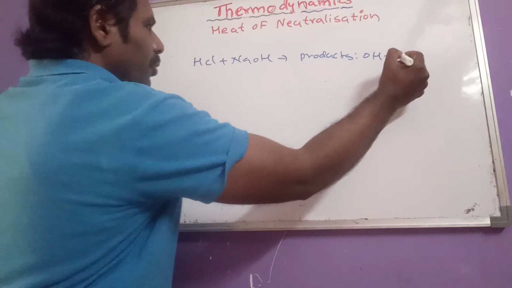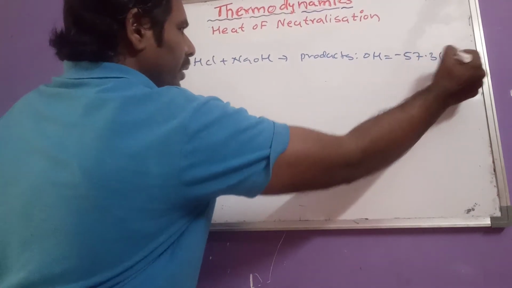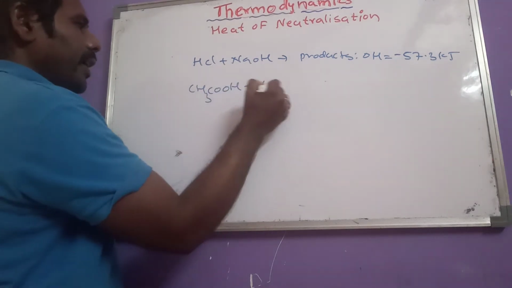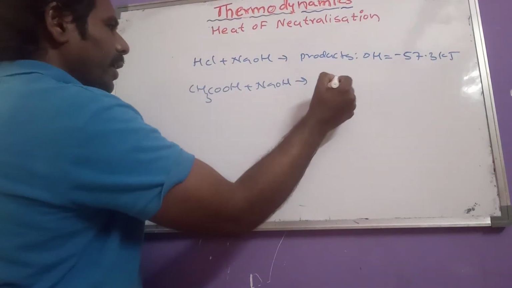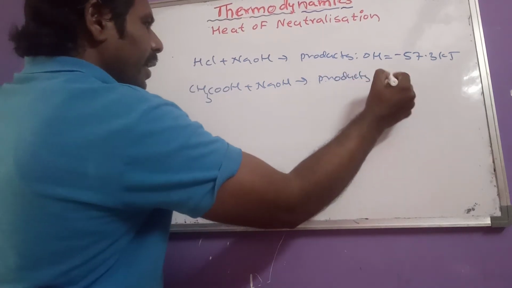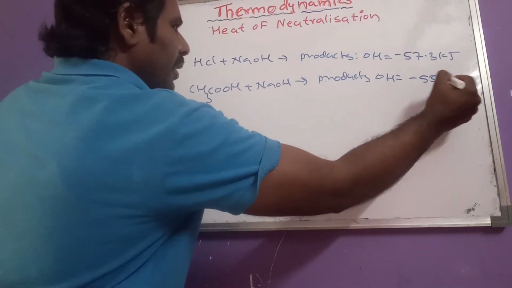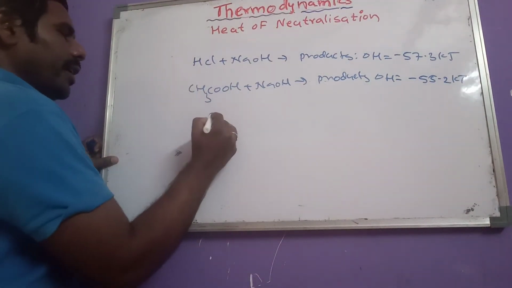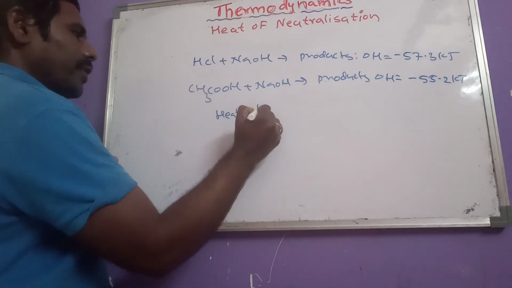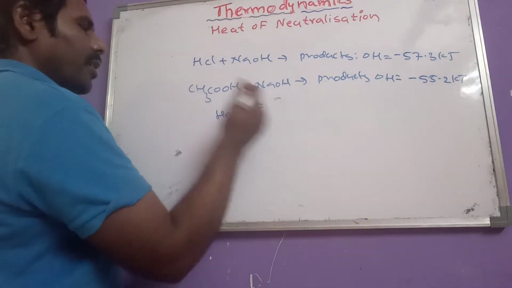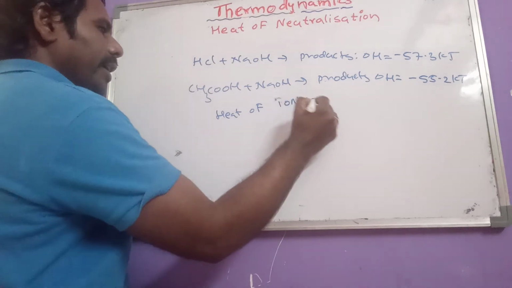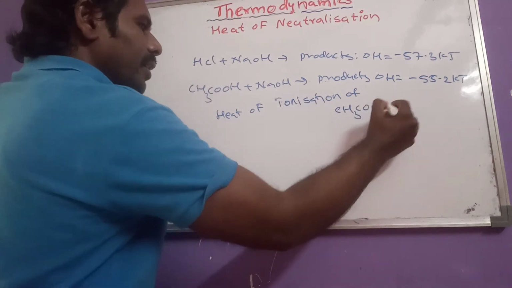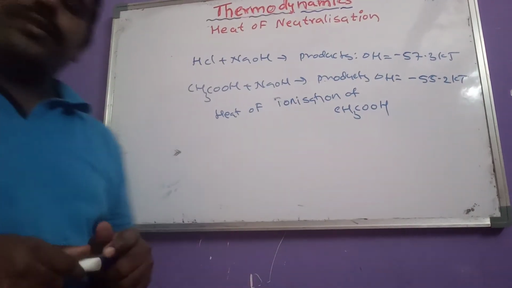The delta H value is minus 57.3 kilojoules. And acetic acid plus NaOH give some products, and here the delta H value is minus 55.2 kilojoules. Now the question is, what is the heat of ionization or dissociation? You can call it the heat of ionization of acetic acid. So what is the heat of ionization of acetic acid?